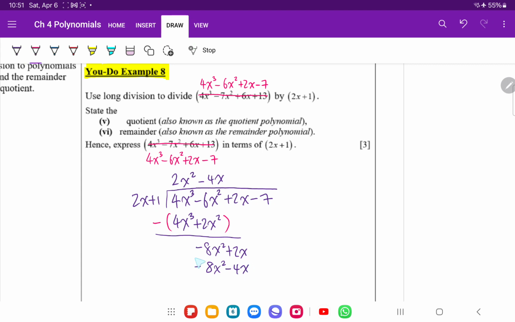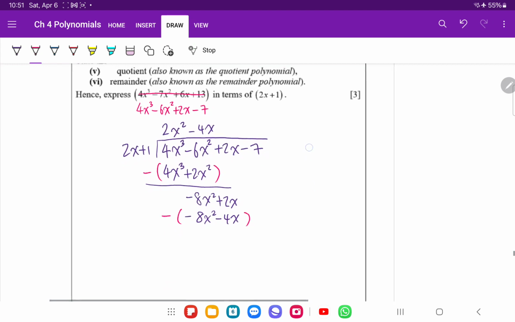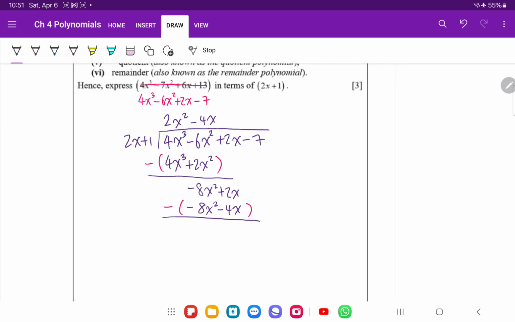Now similarly, bracket and subtract. This minus this gives a 0. 2 minus minus 4 gives you a 6x. Now bring down the negative 7. And then we are at the last step. Something times 2 is going to give you a 6. That has to be a positive 3. So 6x, and then 3 times 1 gives you a positive 3. Now if I were to subtract, I have a remainder of negative 7 minus 3. That is a remainder of negative 10.